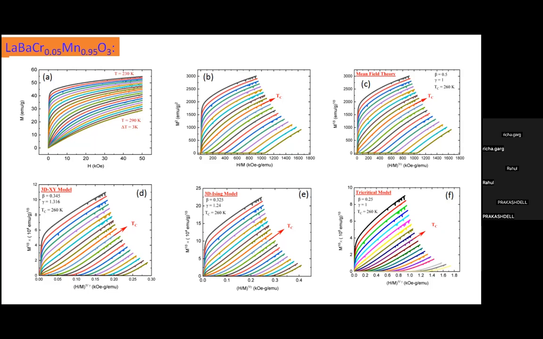You can see this is nothing but exactly a replica of this, but here the coefficients of beta and gamma, if you place 1 by gamma, gamma is 1 and beta is 0.5, you can easily reproduce this plot, m square over h by m, isn't it? So it doesn't qualify to be called a mean field theory approximation.